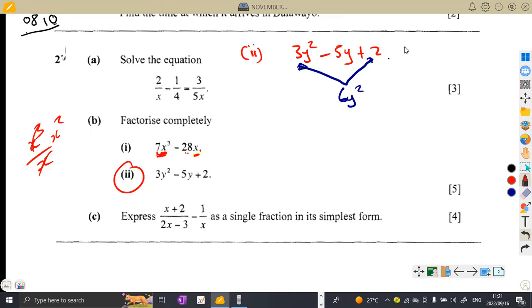So you're going to look for the factors of 6. But these factors, if you add them, they must give you this middle term, which is minus 5y. So which are the two terms that we need? When we multiply them, they must give us 6.